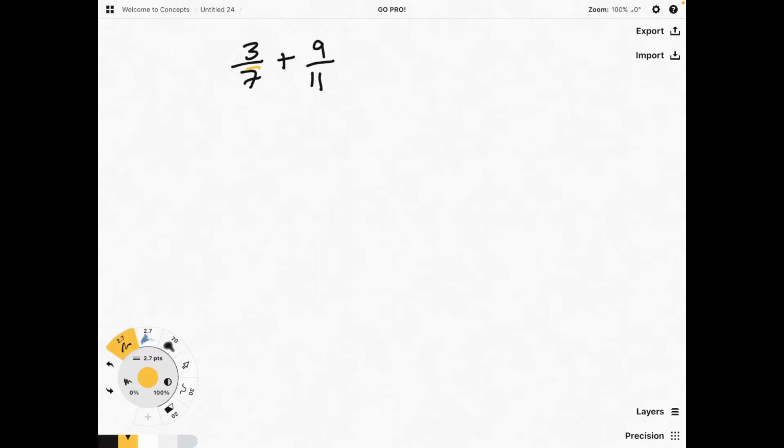So the number here needs to match the number here. After we have completed getting the denominators the exact same, all we'll need to do is just add the numerators together and we will have our answer. So we ask ourselves, how do we get 7 and 11 to the exact same?